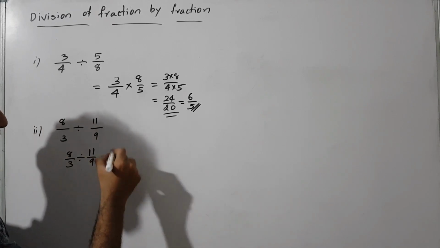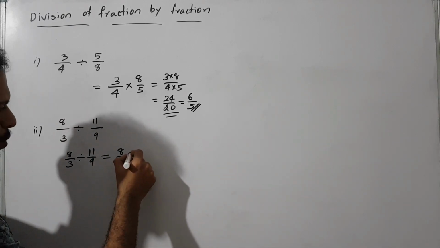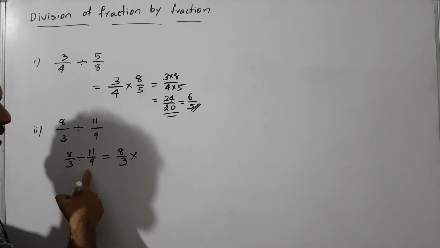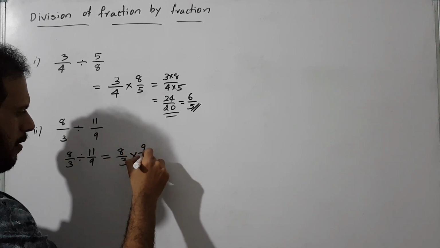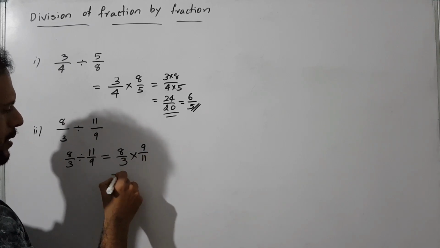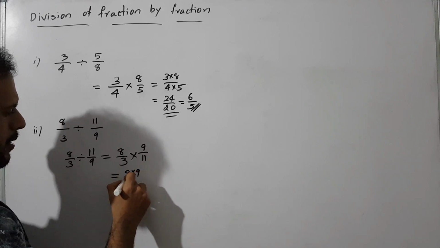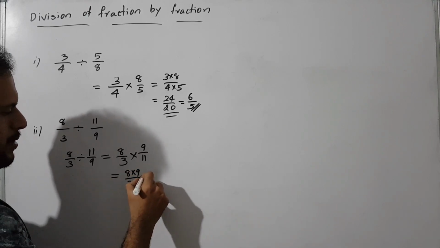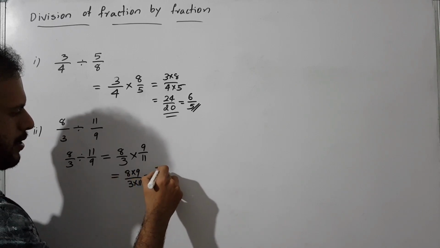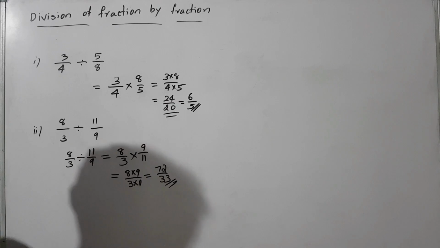There is no change in the first fraction. 8/3 into the reciprocal of the second. What is the reciprocal of the second one? 9/11. It is equal to, what do you get? 8 into 9 by 3 into 11. Okay. Then it is equal to 72/33.